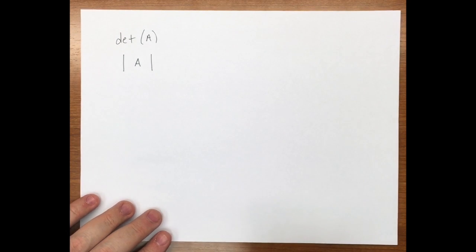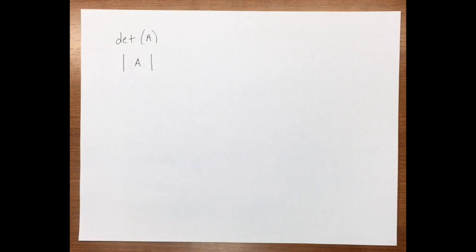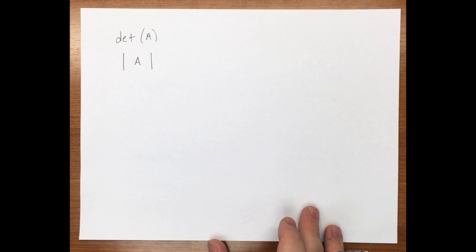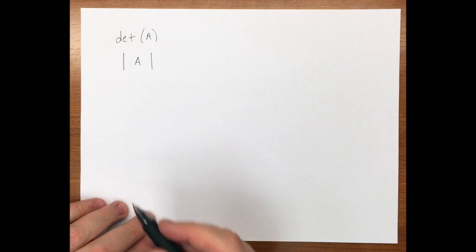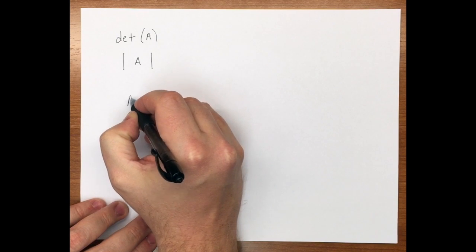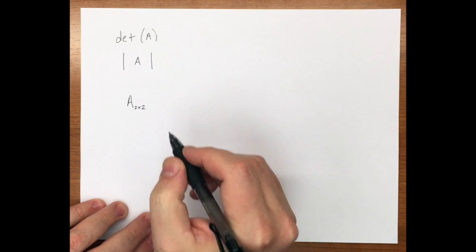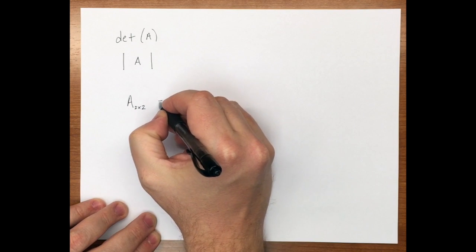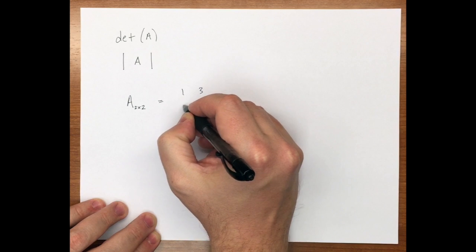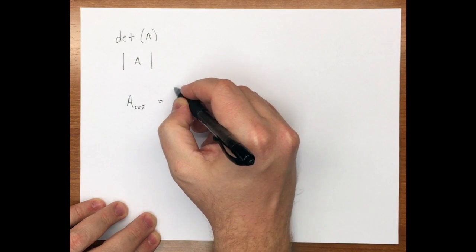Okay, and just like we did with inverses, we're going to talk about how to find a determinant of a 2x2 matrix by hand, and then we're going to talk about how to use the calculator to find determinants for us, especially for matrices that are bigger than 2x2. So if we have a matrix A that looks like a 2x2 matrix, we'll look at first how to find a determinant by hand. Maybe the matrix A looks like 1, 3, 4, 7.